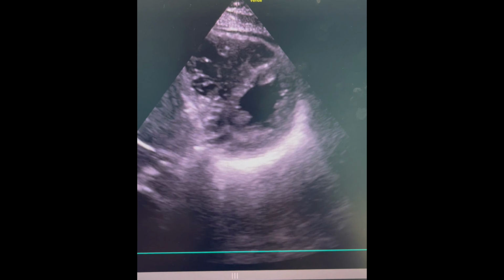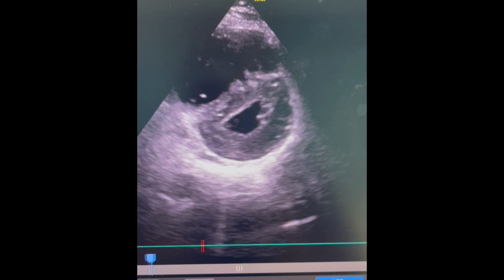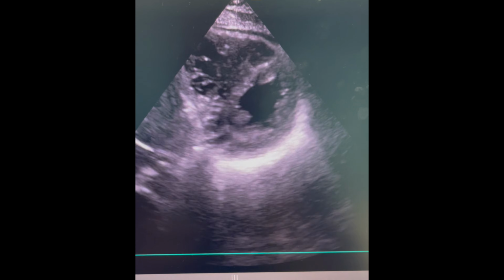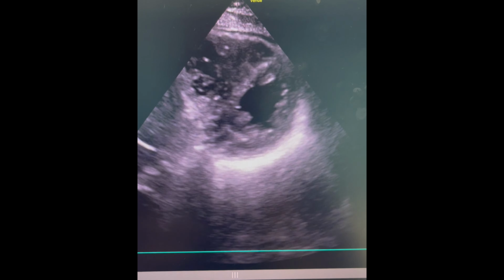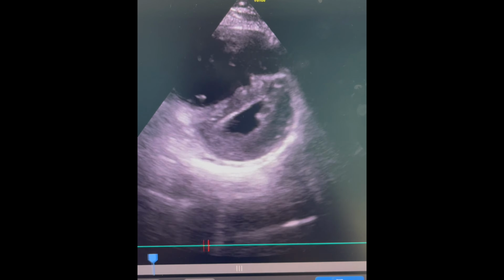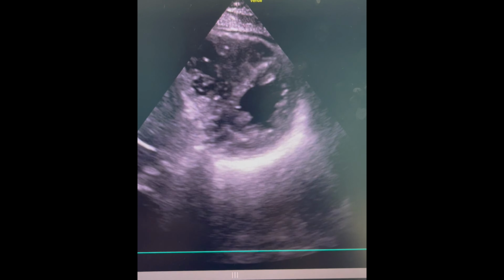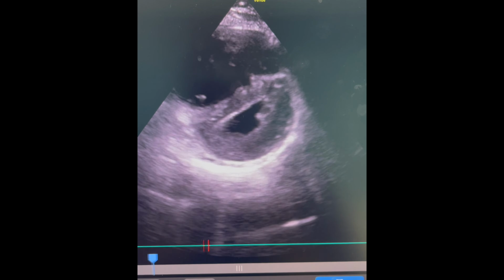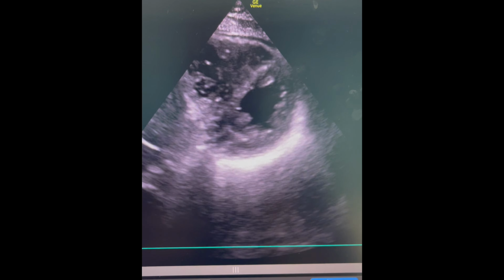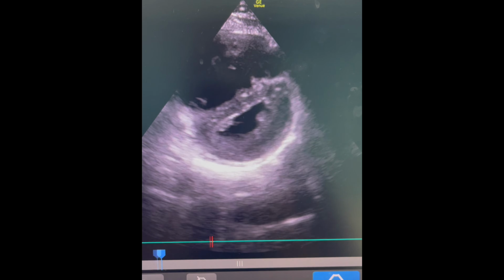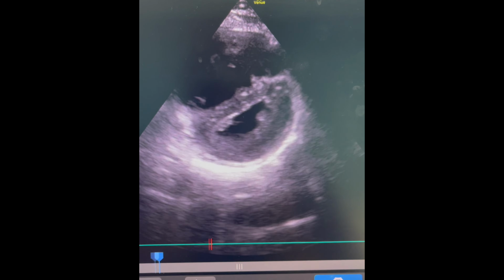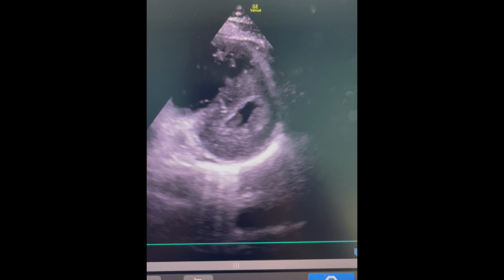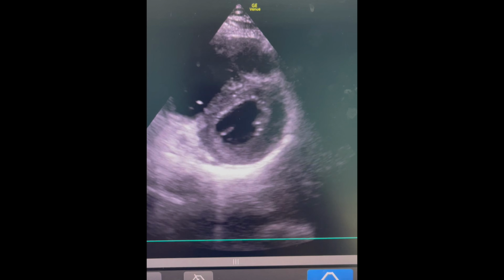The third view you're going to see is parasternal short axis view. If the left ventricle looks D-shaped, the septum has flattened because right ventricle pressure is high. Flattening in systole indicates pressure overload, which is typical in acute pulmonary embolism. Again, note the large size of the right ventricle on parasternal short axis view, and the D-shaped left ventricle is very obvious.